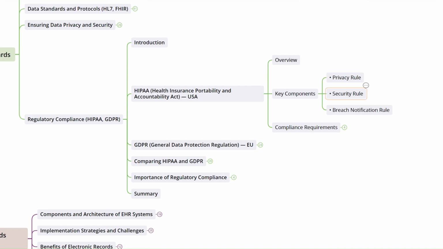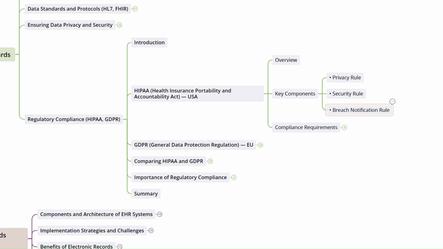Next, security rule. It specifies safeguards to secure electronic PHI, also referred to as EPHI. It includes administrative, physical, and technical safeguards. Administrative, such as policies and training. Physical safeguards, such as secure facilities. And technical safeguards, such as encryption and access control.